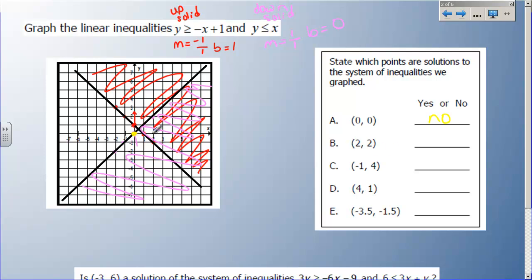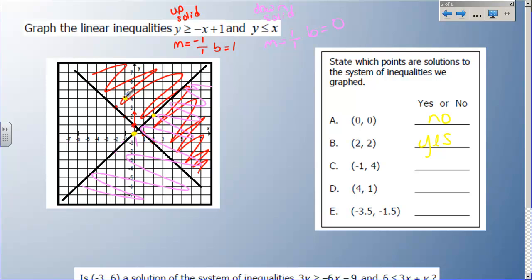2, 2. So we'll go over to 2, up 2. It's on a boundary line that is part of that triangle. Since the boundary line is solid, it's okay that it's on the boundary line. So yes, this will be a solution because it is on a boundary line that is part of that triangle we created.